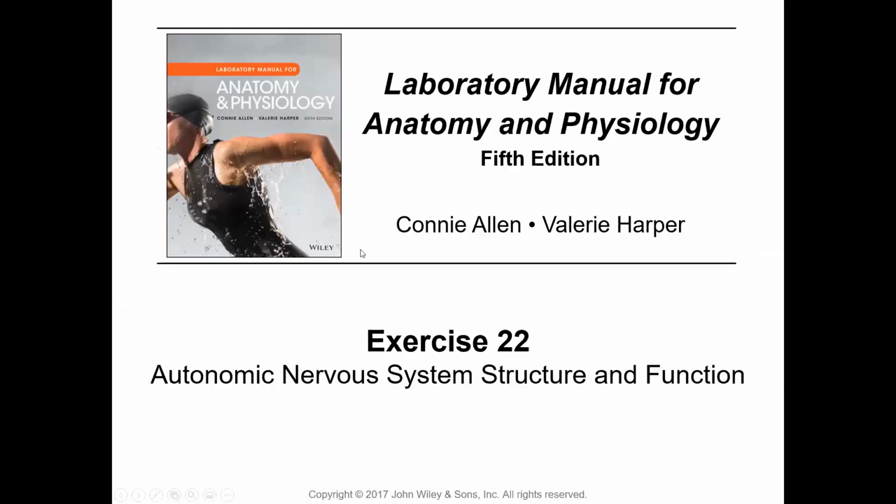Hello, this is Dr. Anju Singh recording exercise 22, Autonomic Nervous System, its structure and function, from Allen and Harper's 6th edition Laboratory Manual for Anatomy and Physiology. So the autonomic nervous system is a division of the peripheral nervous system, and this operates without conscious control.